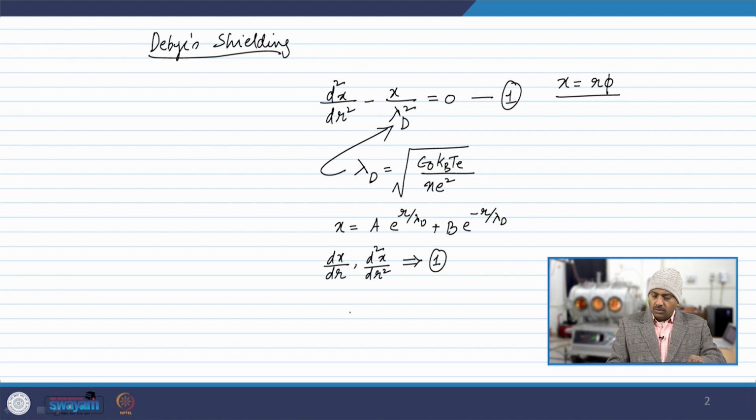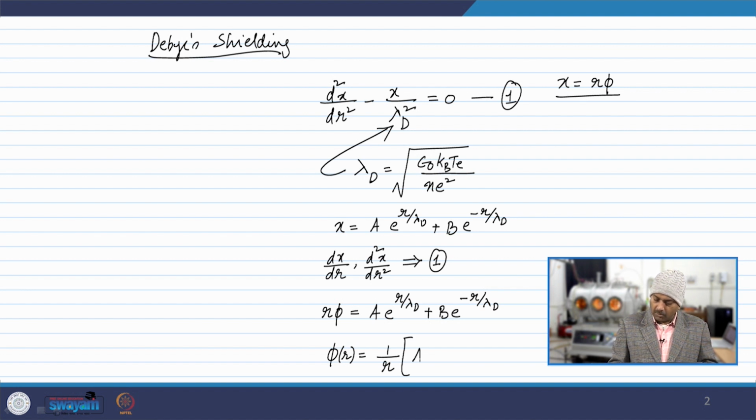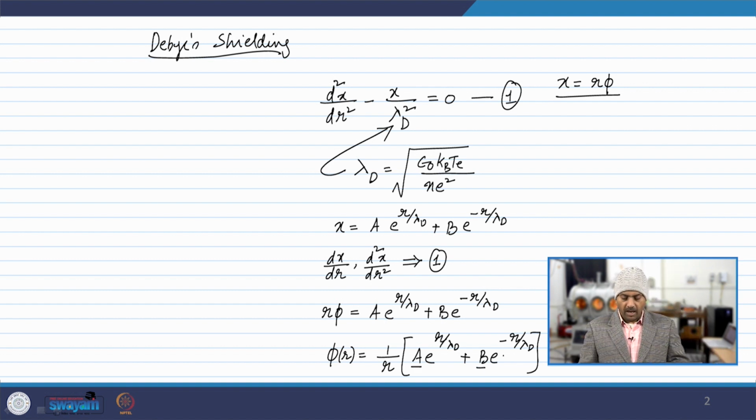Fine. So, once you define x is equal to a e to the power of r by lambda d plus b e to the power of minus r by lambda d, we know that x is actually r phi. R phi becomes a e to the power of r by lambda d plus b e to the power of minus r by lambda d. So, phi of r is going to be 1 by r times a e to the power of r by lambda d plus b e to the power of minus r by lambda d, right. Now, we have to find out the values of these constants a and b.